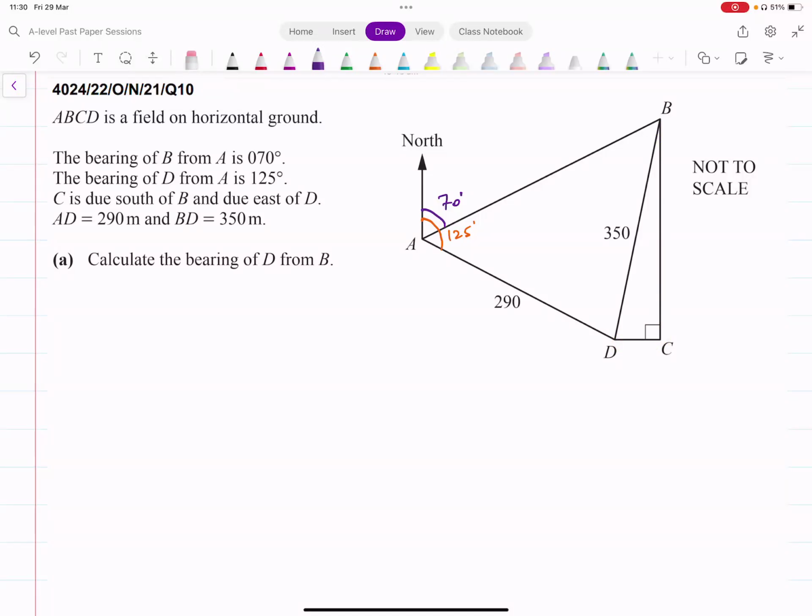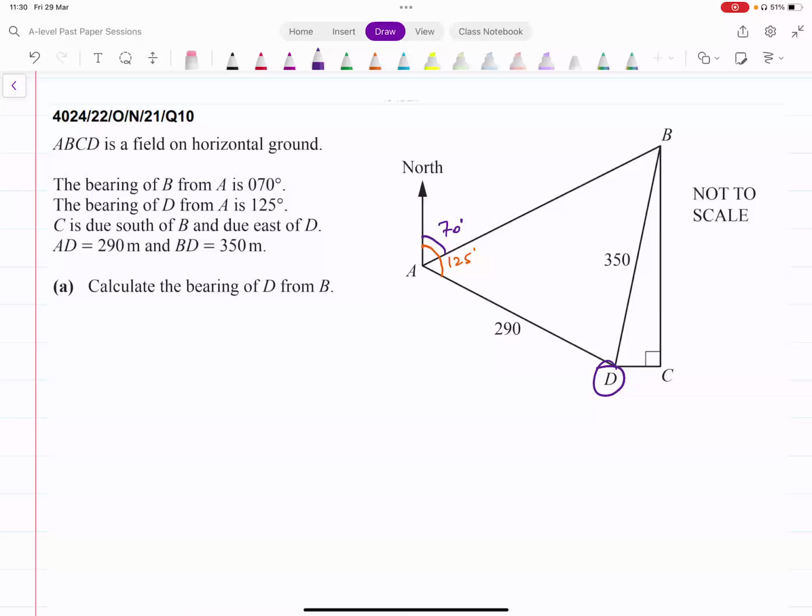In the first part, it says, calculate the bearing of D from B. Okay, so D from B, where is the north going to be? The north is going to be at the point B. We're looking for this bearing. Now, if you think about it, this angle is 180. So the only problem is we want to find out this angle. Once we have this angle, we can just add 180 to that, and that will give us this bearing. Now, how can we find this particular angle? Let's think about this.